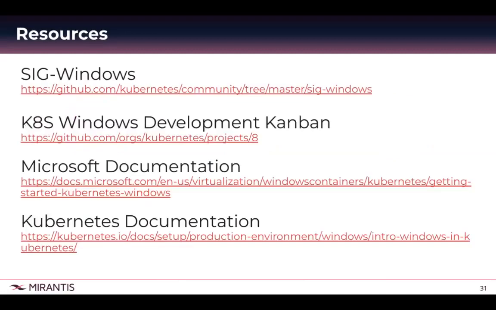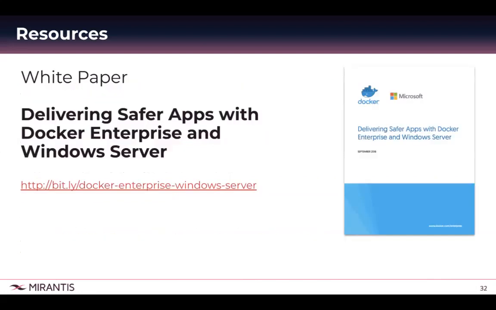Some additional resources, check out SIG Windows. This is the special interest group in the Kubernetes community where a lot of this work happens. They even have a full Kanban board available where you can go in and see the features that are coming down the pipe, including some documentation on Microsoft and Kubernetes as well. Finally, we have a full white paper available that was put together from the team at Docker, around delivering safer apps with Docker Enterprise and Windows Server. So it really targets this kind of scenario of legacy Windows-based applications.